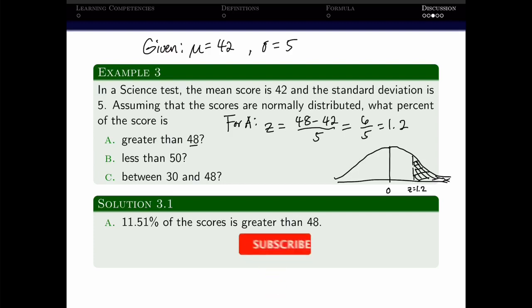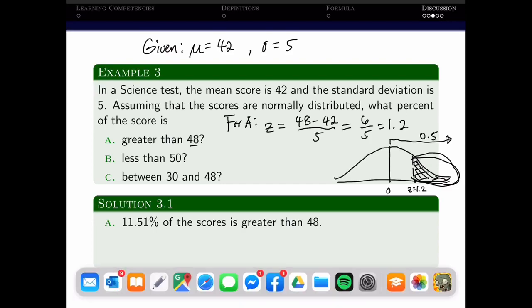And how do we do that? Well, this area right here is 0.5. So to solve for this area right here, we need to solve for the area between 0 and 1.2 and then subtract that from 0.5. So what's the area between 0 and 1.2?